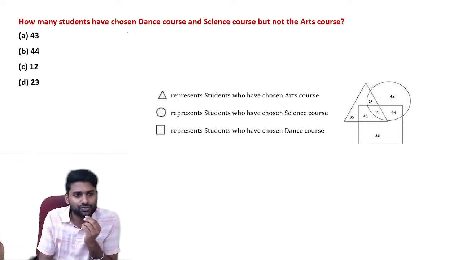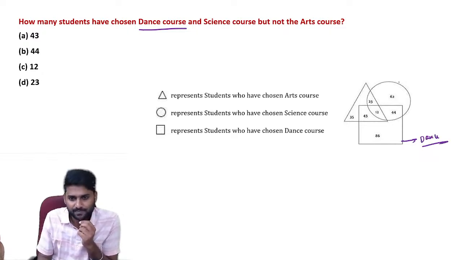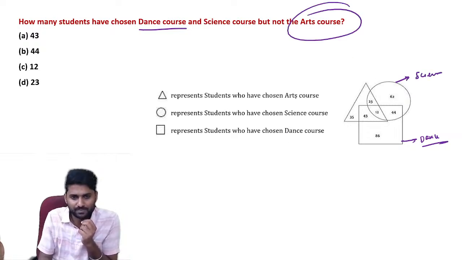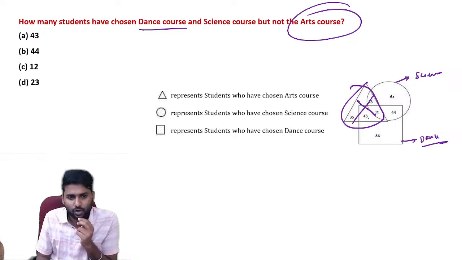Again, how many choose the dance course and the science course, who are not in the arts course? So don't consider any value in the triangle. That is the question. Don't consider any value in the triangle. So how many choose the dance course along with science?